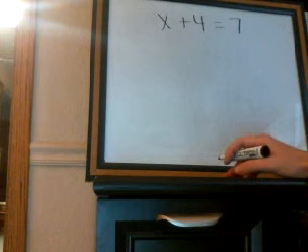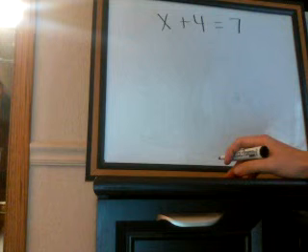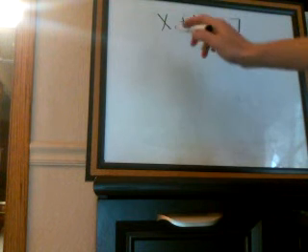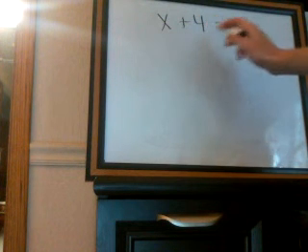Today I'm going to show you how to solve one of the most basic problems in algebra. I'm going to show you the steps to solve the problem, and I'm also going to show you why the steps work the way that they do. Let's say we have a problem that looks like this. X plus 4 is equal to 7.